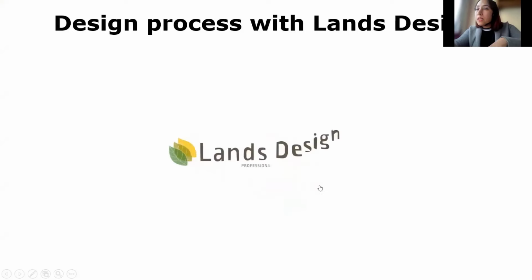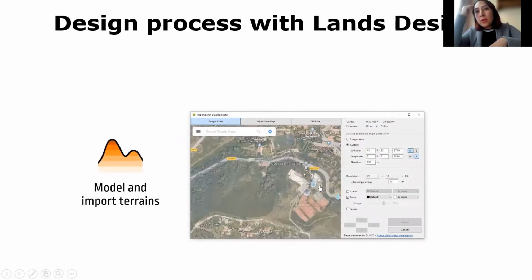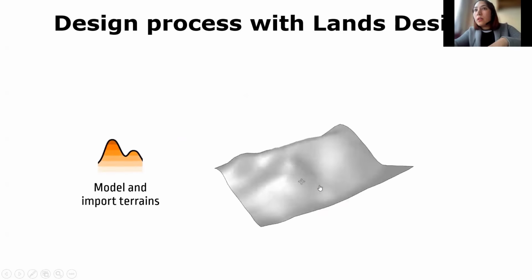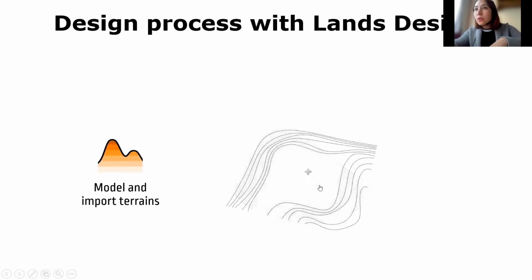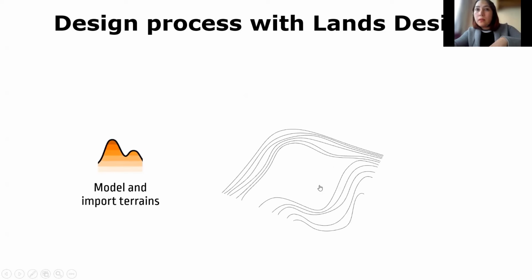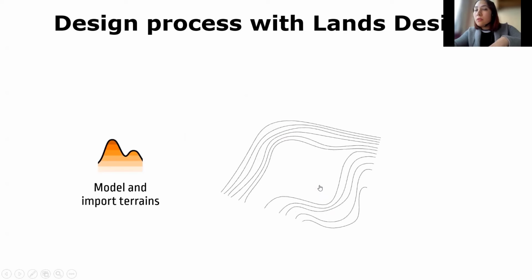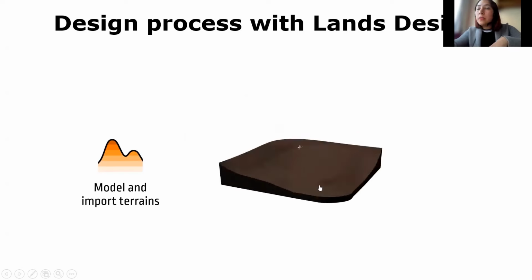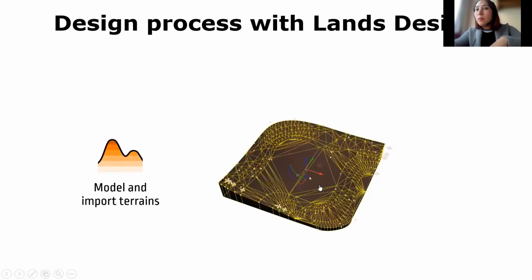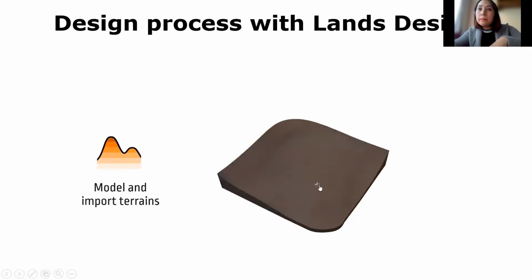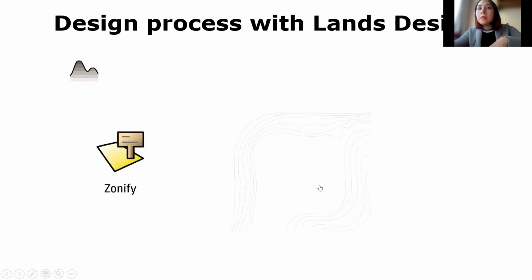The design process with Lands Design is summarized here. As you see, you can, for example, import a terrain, or if you have topographic contours, you can elevate those contours, and based on these elevated contours, you can generate a 3D terrain. Or if you have point clouds, for example, you can create a terrain based on these point clouds or DEM files. Once created a terrain, you can modify it.